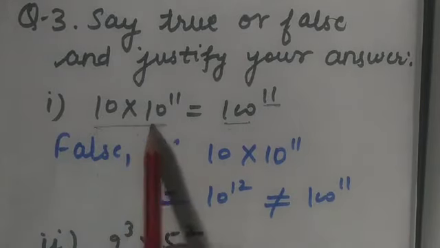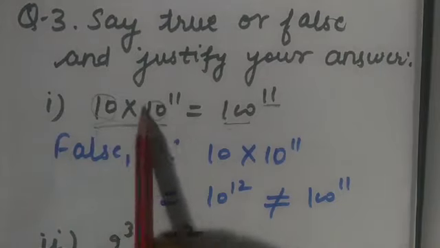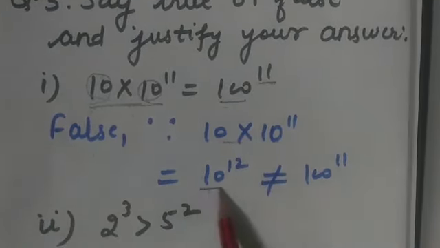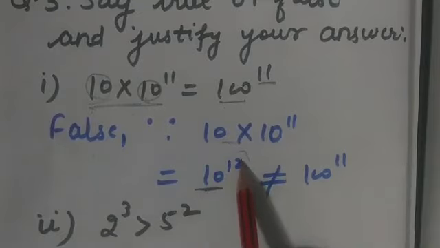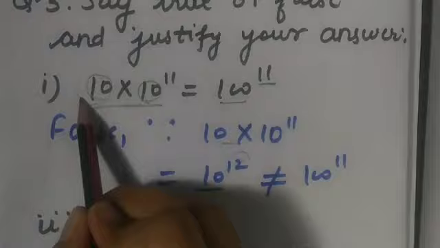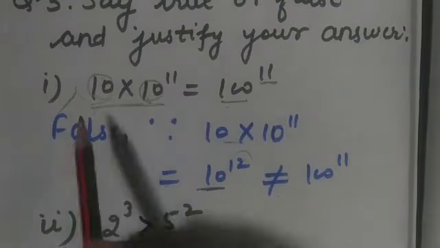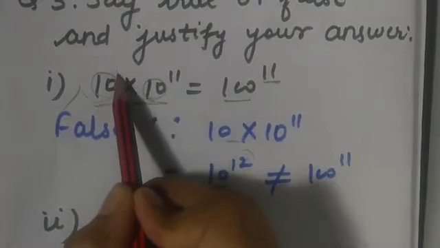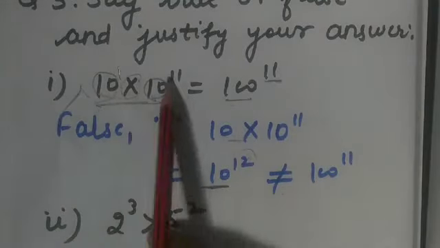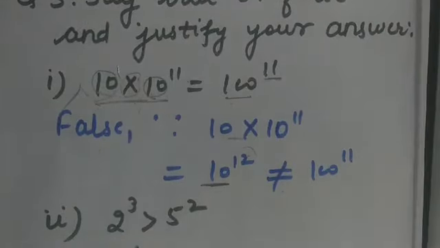Because on the LHS I am observing the same base, so the powers get added. So in the LHS I will get 10 raised to the power 12, which is not equal to 100 raised to the power 11. So this is a false statement. Understood? Because we have 10 raised to the power 1 with the same base and in multiplication, so the powers get added. So this is a false statement.